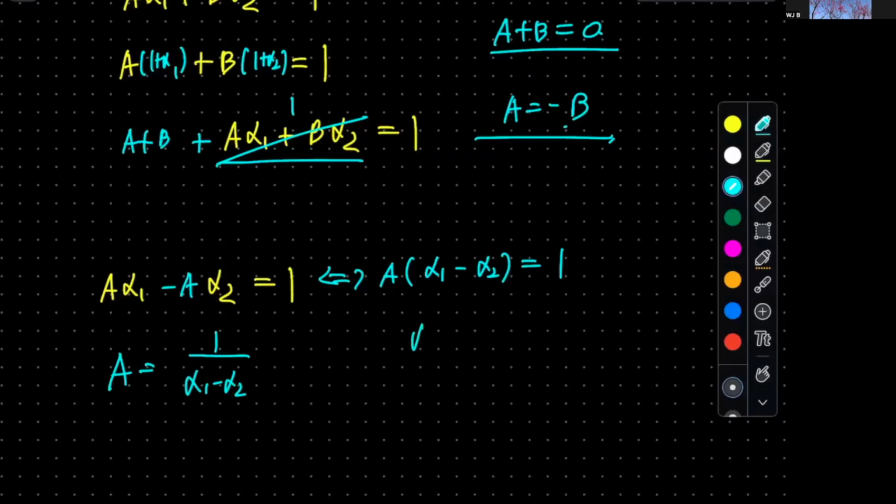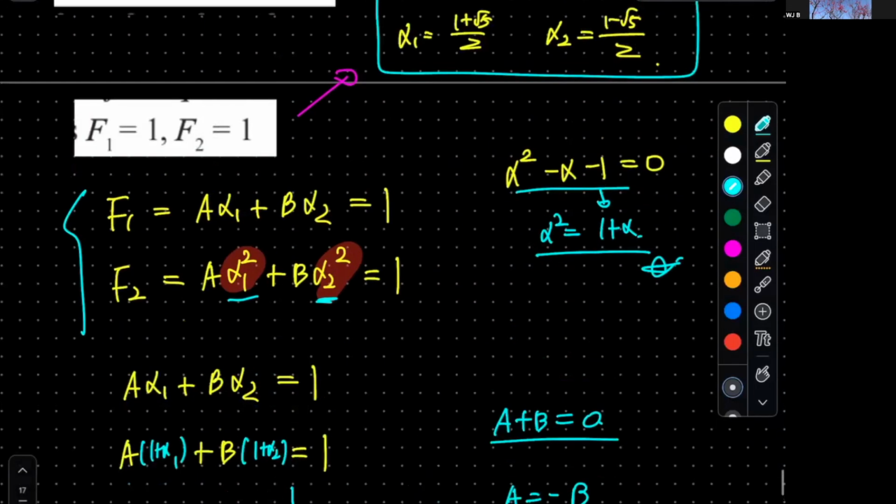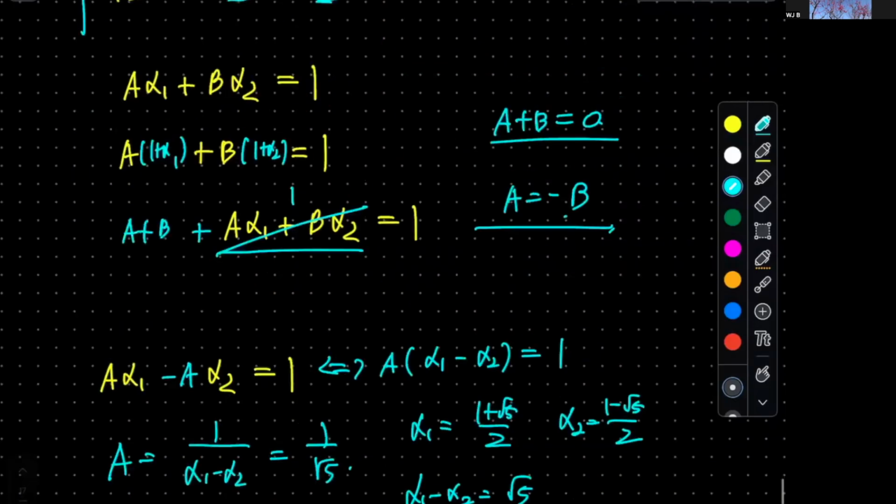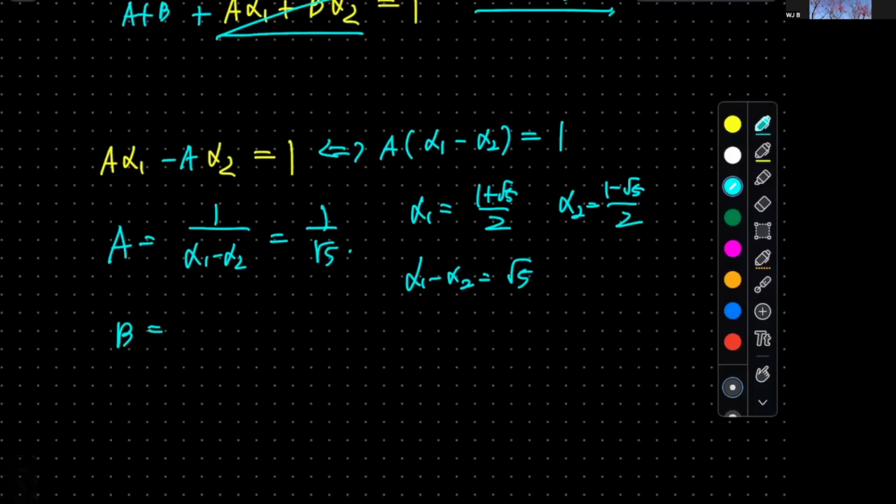So if I let alpha 1 be 1 plus root 5 over 2, then alpha 2 will be 1 minus root 5 over 2, right? Because they were conjugates from the quadratic formula. If you see the difference, it's going to be root 5. So if you reciprocate, I got 1 over root 5. That is beautiful. And if you get the A, thanks to the linearizing substitution, I will get the B also automatically, negative 1 over root 5.